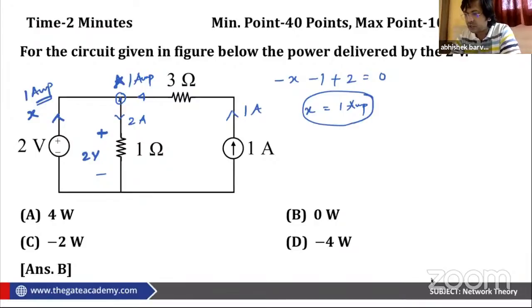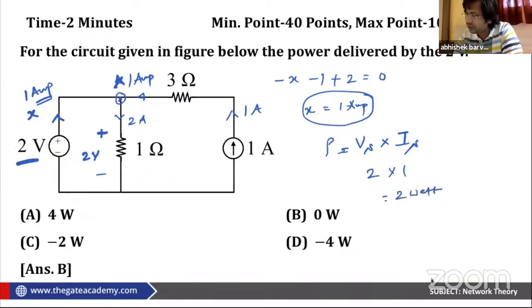Now whenever you want to calculate power given by the source, it is always the source voltage multiplied by the current sourced. Okay, so what is the source voltage? Source voltage is 2. What is the current sourced by that voltage? It is 1. So how much it becomes? It is 2. Okay, so this is a printing mistake. This was 2 watt, and I'm sure in the original slide it was 2 watt only. So we have already considered option B as the correct option.